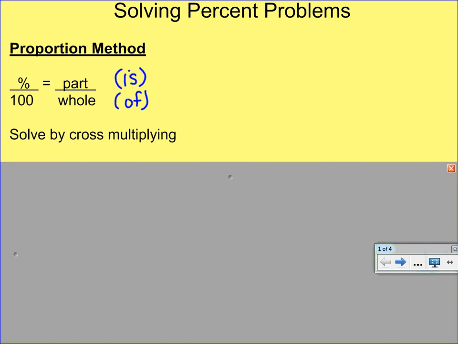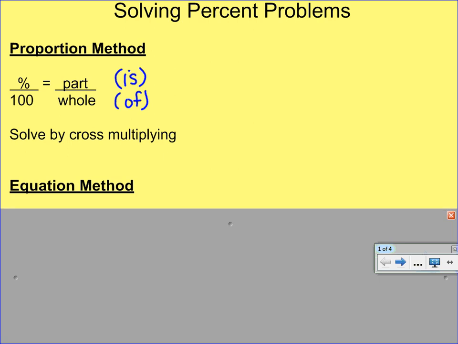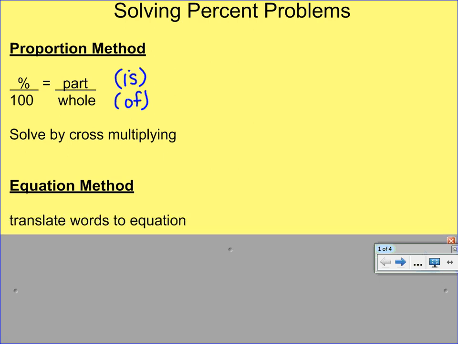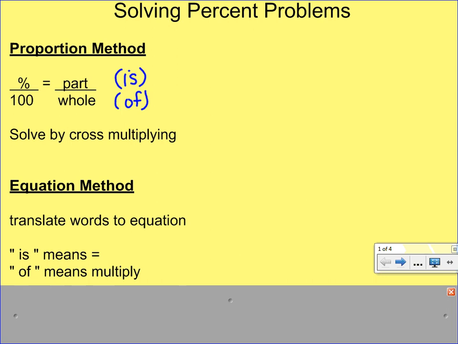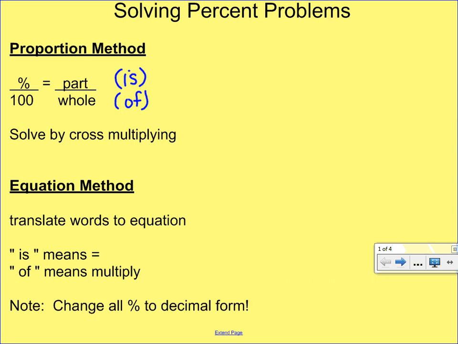The second method is the equation method. And we've actually done a little bit of this already this year as well. We're simply going to translate English words into math words, which means an equation. So the translating that you need to know is means equals, of means to multiply, and then you just have to be a little bit careful here. With the equation method, all percentages have to be changed to decimal form. So if we talk about 30% and we want to use that in the equation method, we need to write 30% as a decimal, which would be 0.30.